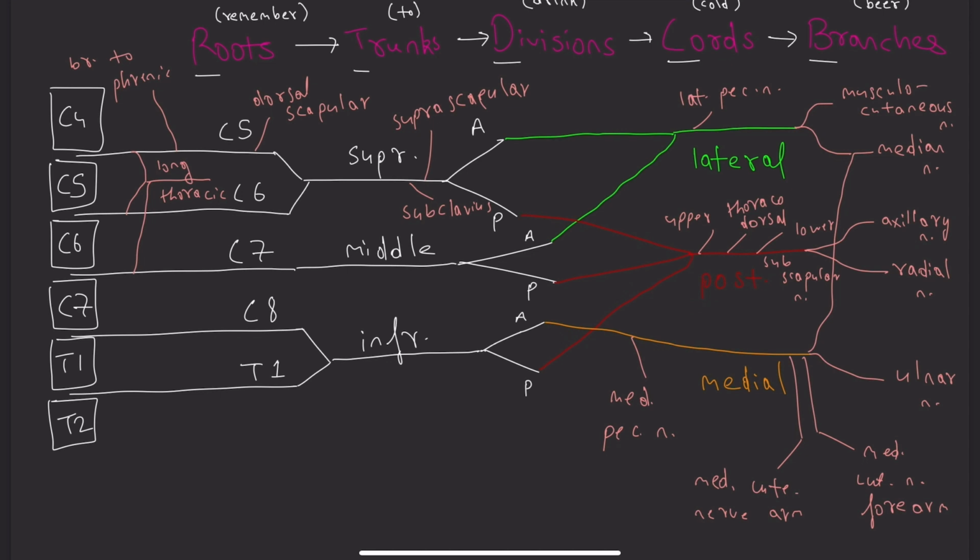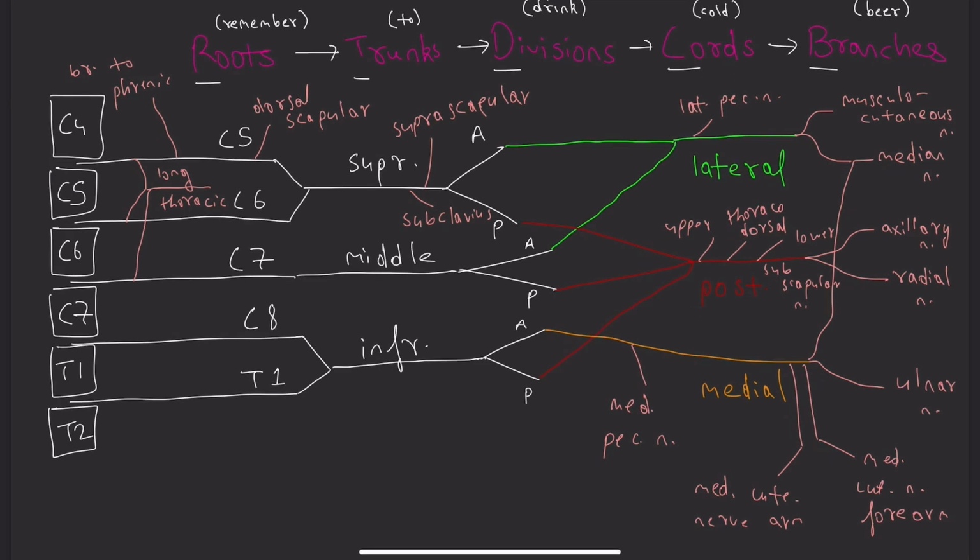And lastly, the other branches of the medial cord are the medial pectoral nerve, the medial cutaneous nerve of the arm, and the medial cutaneous nerve of the forearm. So the drawing is a bit messy, but I hope I got the point across. We'll look at some more images of the brachial plexus now.